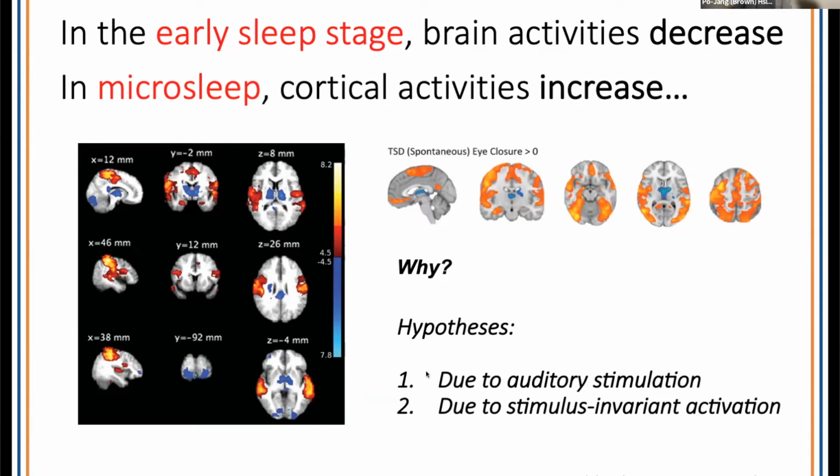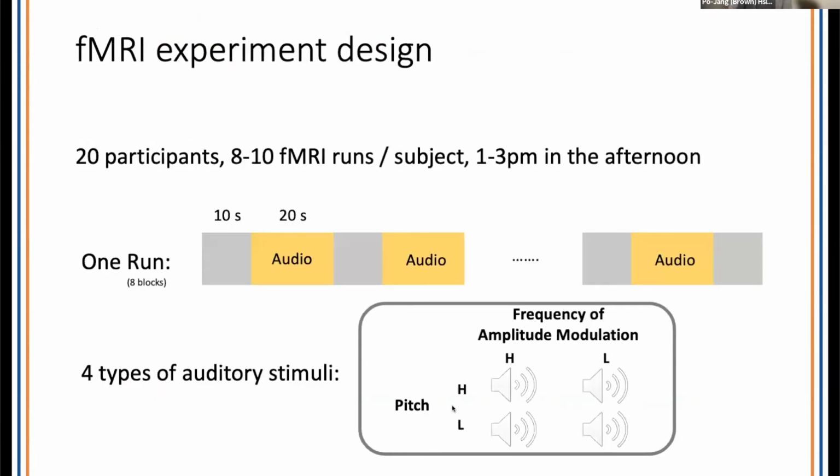So we decided to test these two hypotheses. And one way to test that is simply to present different kinds of auditory information when people fall into microsleep. Our idea is very simple. If people are still processing auditory information in microsleep, then we should be able to differentiate their brain activation with respect to these four different sounds. However, if people in microsleep don't care about what kind of auditory information is in the environment, then no matter what kind of information we play when they're in microsleep, their brain activation shouldn't be affected.